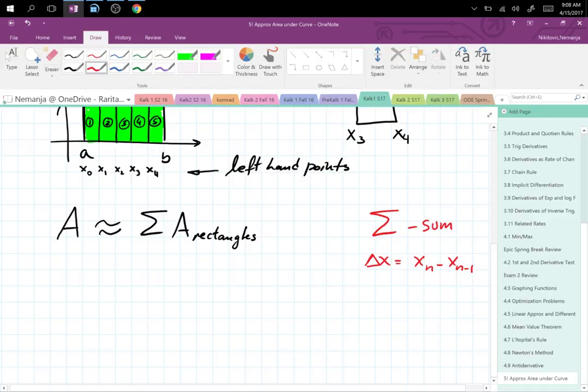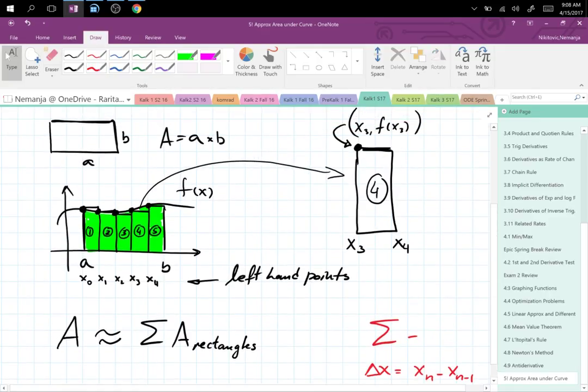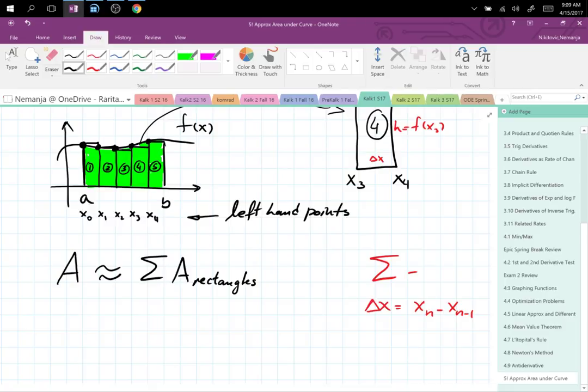So now, if you look at the picture, you have the width right on the bottom to be delta x, and you have the height to be f of x3 in this case for this particular rectangle. So now, when we establish that, we can see that the area of the single rectangle piece is going to be delta x times the function computed at the value x0, x1, x2, x3, whatever you need it.